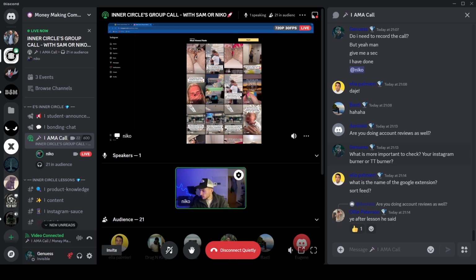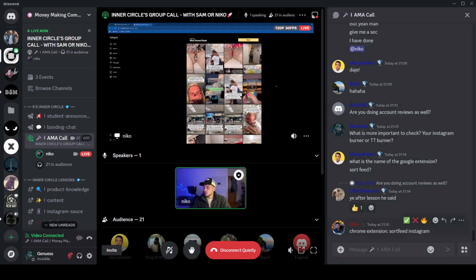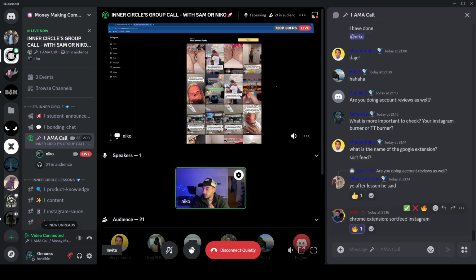Because so many people ask me after the call what this app was called, I'm just going to type it in the chat. It's a Chrome extension called Sort Feed Instagram. And this is super nice. I also use this app, by the way.